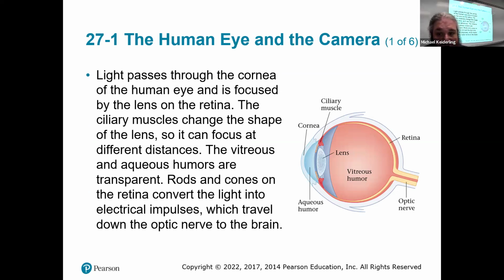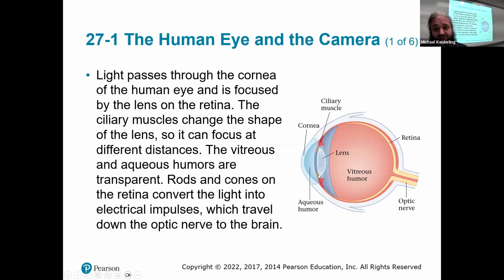So, the human eye is a structure where you have a lens and the retina at the back, and light is focused through the lens and an image is formed on the retina in the back. The light passes through the cornea of the human eye and gets focused by the lens on the retina. So this is effectively a series of lenses.